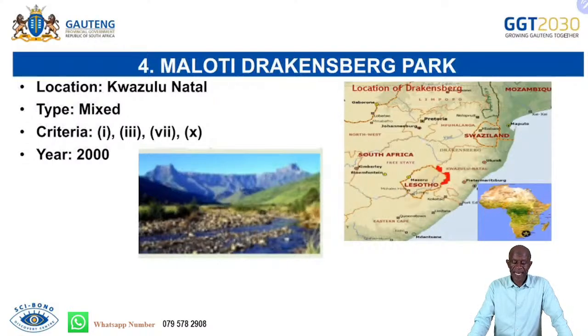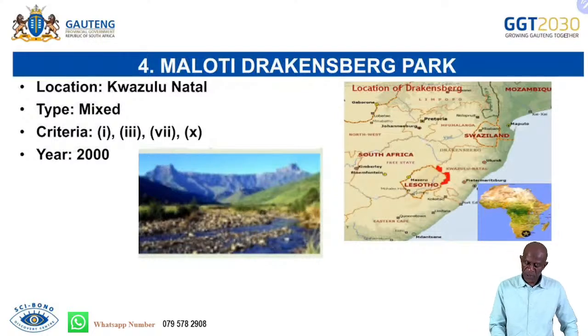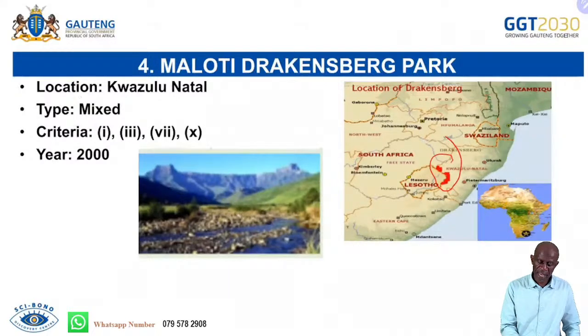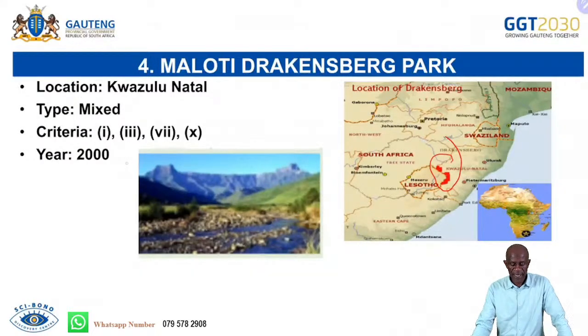As we further move on, the Maloti Drakensberg Park, its location is KwaZulu-Natal, and when we look into our map, you can see where it is located. The type or the category is a mixed heritage World Heritage Site. So the name is Maloti Drakensberg.